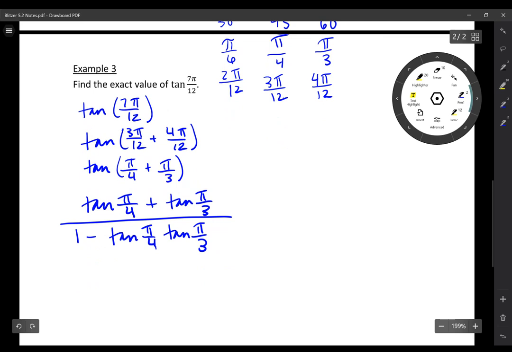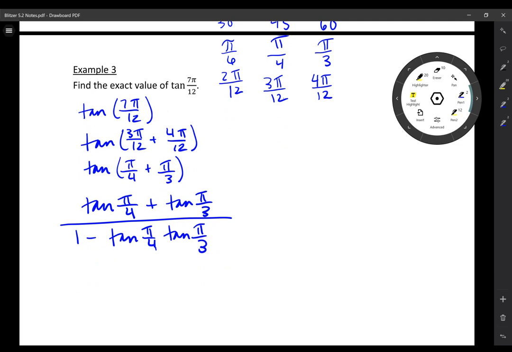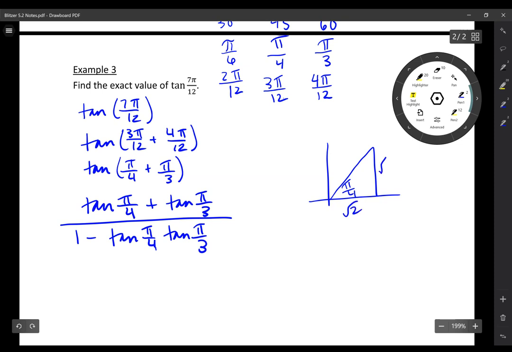So now, of course, I'm going to have to draw pi over 4 or 45 and pi over 3 and go through and figure those out. So let's see, pi over 4. And I'm going to use my rationalized version again. So square root of 2, square root of 2, 2. And then let's see for pi over 3.